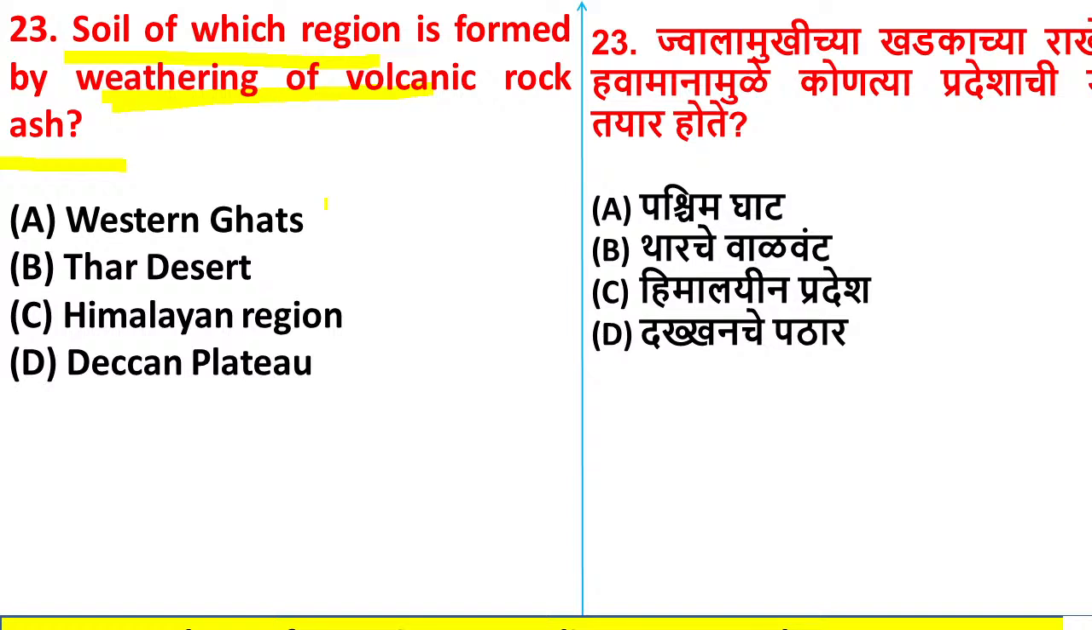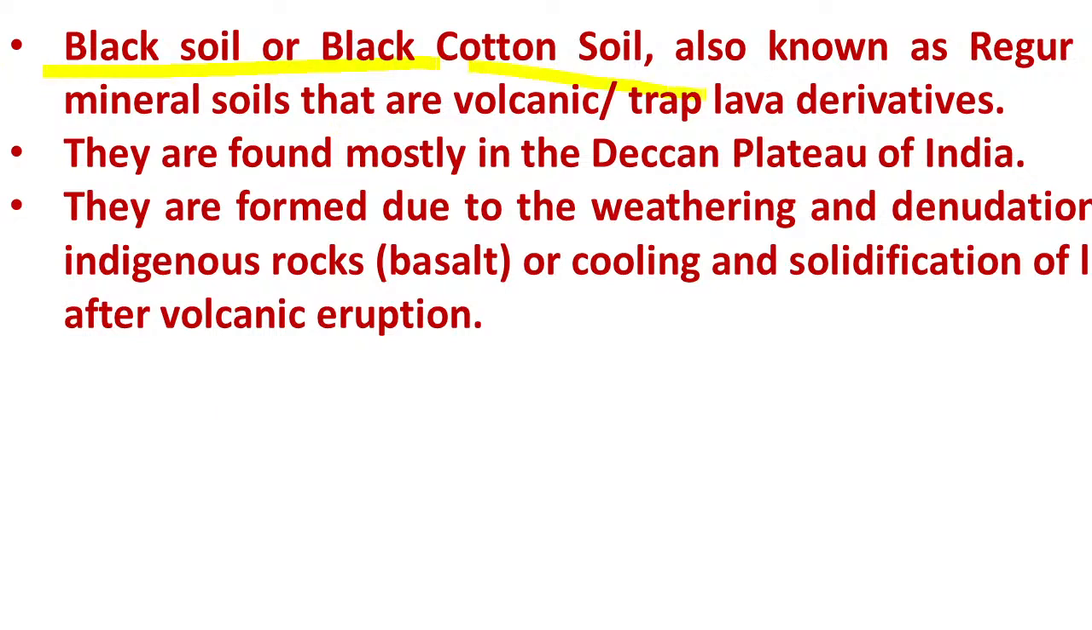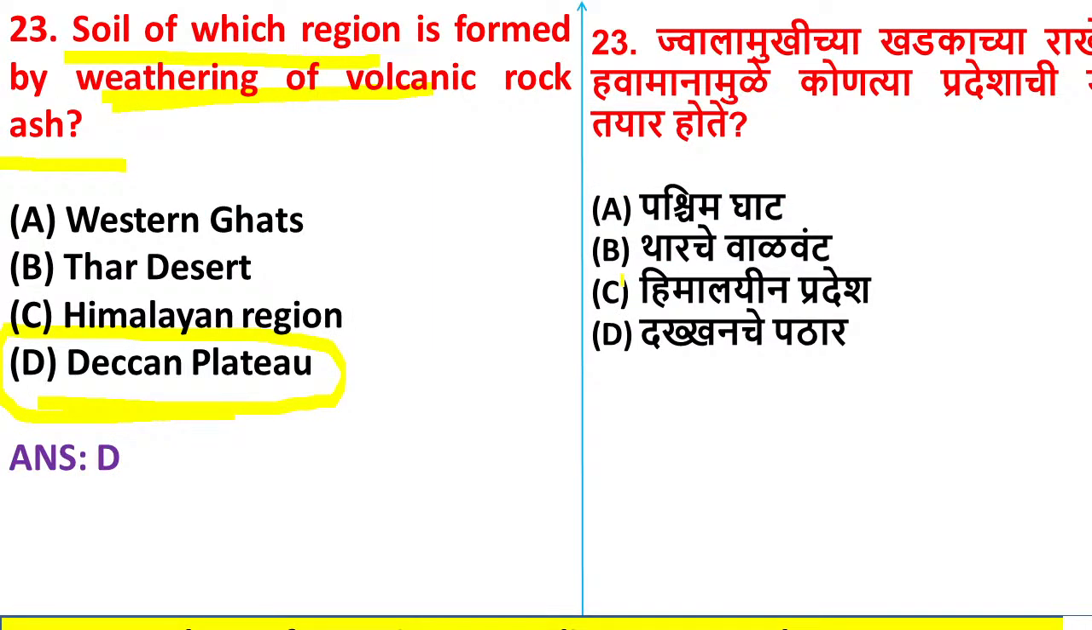Rasika is saying Western Ghats, Shivani Deccan Plateau, Mamata D, yes Badal D, yes you are correct, Deccan Plateau is the right answer. Yes, the black soil or black cotton soil is also known as Regur soil. They are found in the Deccan Plateau and are formed due to the weathering of igneous rocks. And remember, igneous rocks are also known as basalt rocks. So option D, Deccan Plateau is the correct answer.